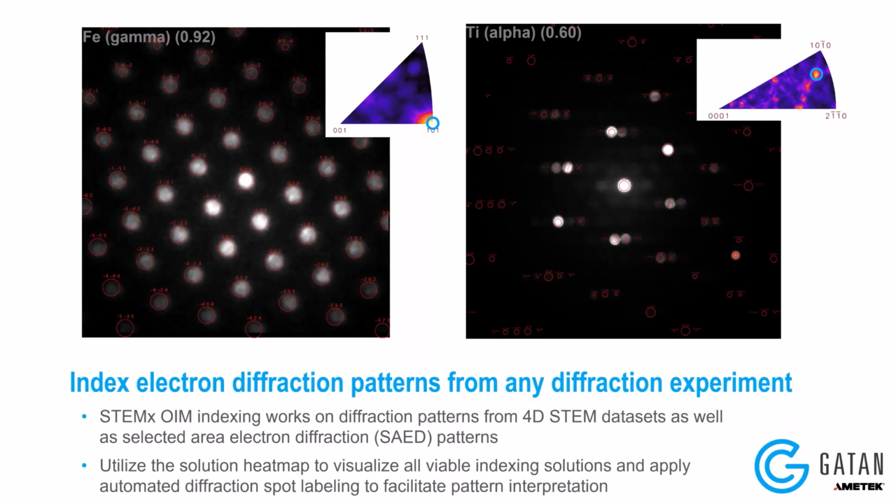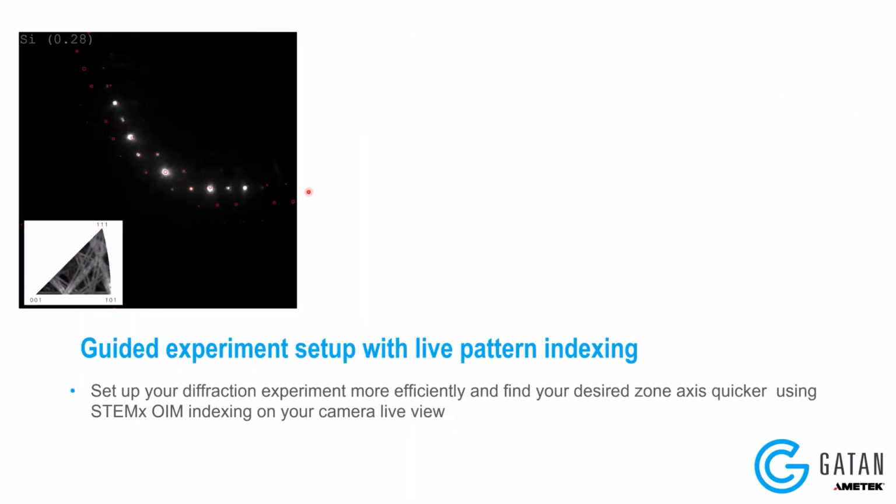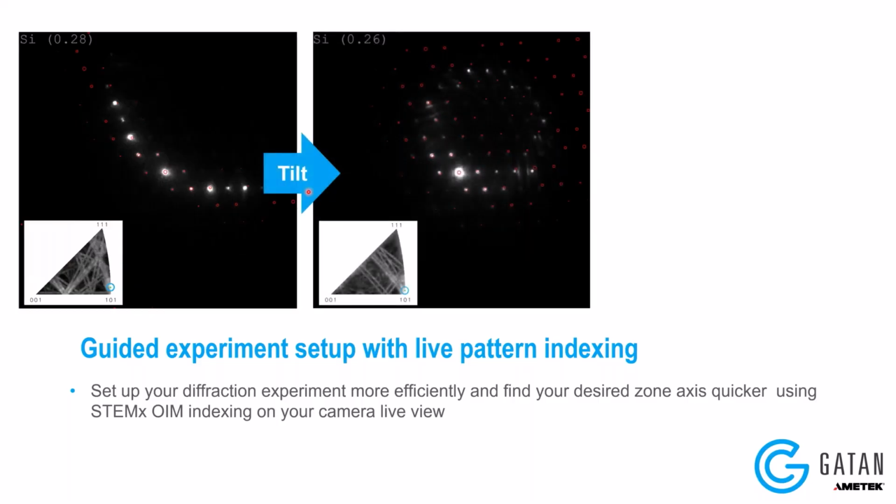So if you are just doing TEM mode diffraction experiments and are always having the challenge of having to index your diffraction patterns and know exactly which spot is where, you can use the tools in STEMx OIM to help you. And these are two different examples of using STEMx OIM of indexing a single pattern. And of course, you can also do things like overlay the actual spot index on your patterns, which is super, super useful.